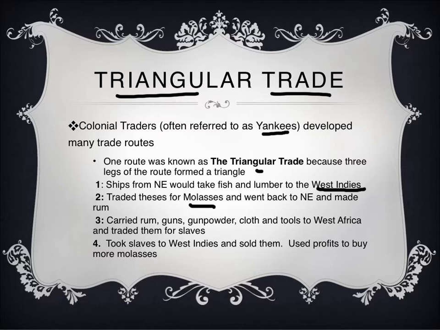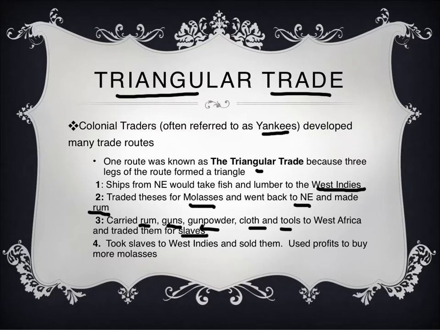And by the way, molasses is made from sugar cane. And remember, those sugar plantations in the West Indies, the people who work in the sugar cane fields are slaves. They would then load up their ships with barrel after barrel of molasses, go back up to New England, and turn that molasses into rum. Rum is an alcohol. Okay? So now they've traded the lumber and fish for molasses, taken the molasses back to New England, and made rum. Now they're going to take this rum, and they're also going to load their ship with guns, gunpowder, cloth, tools, and go to West Africa, right? And they're going to trade all that good for slaves.